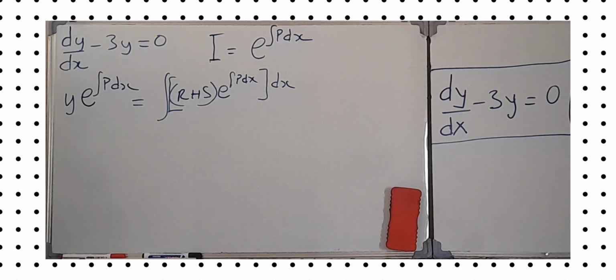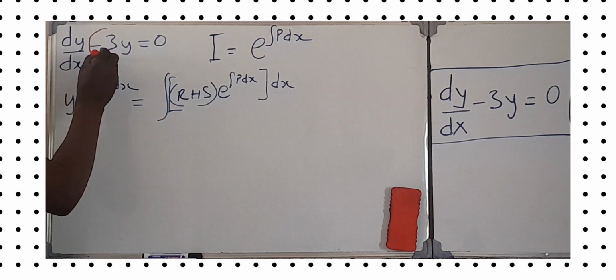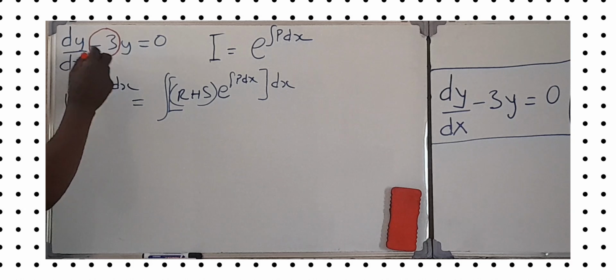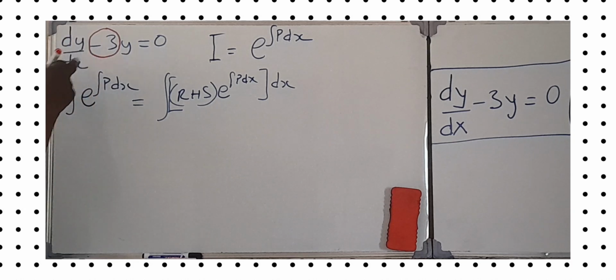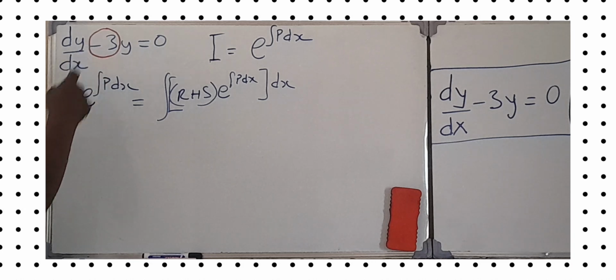What is p? P is all that which is multiplying y. Look at that. What is the coefficient of y, or the function that is multiplying y? It's actually minus 3. In this case, it's a constant. It could be a function of x, but in our case here, it's a constant. So p is minus 3.